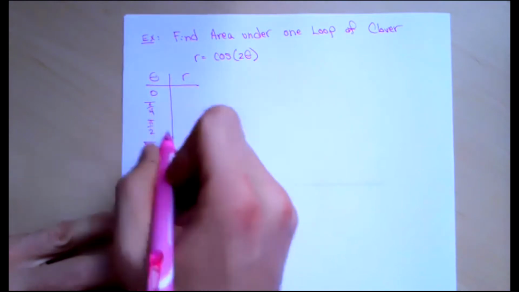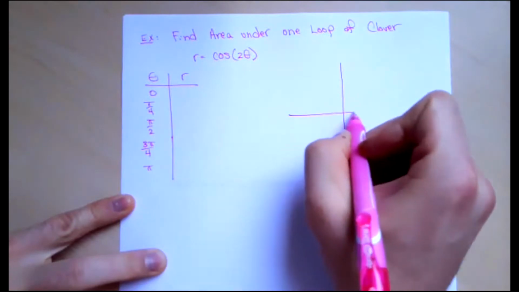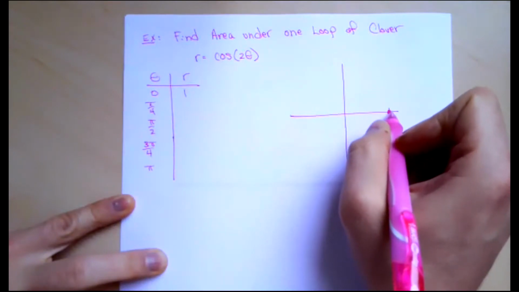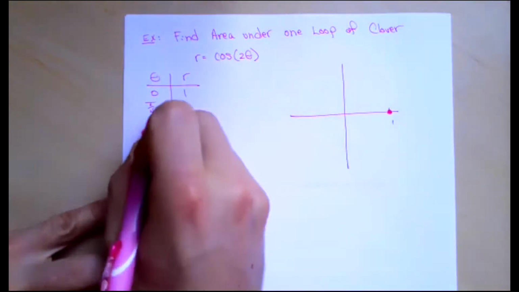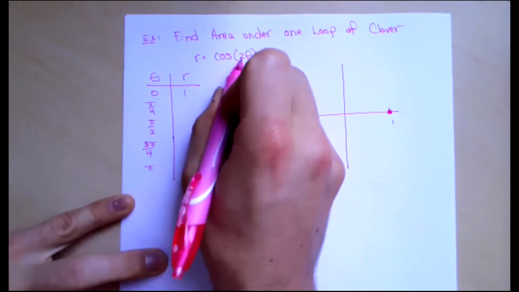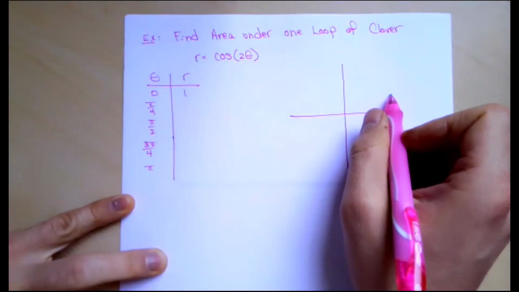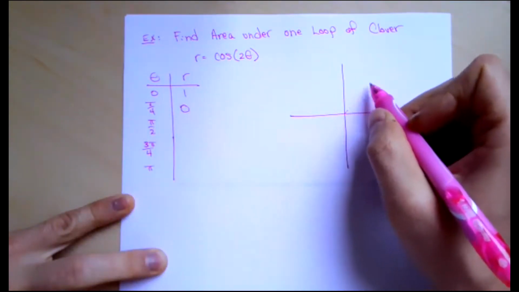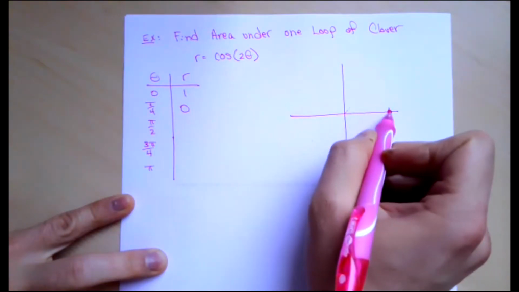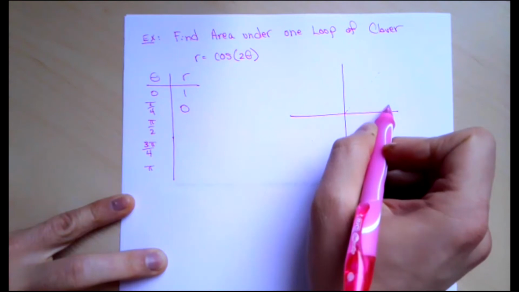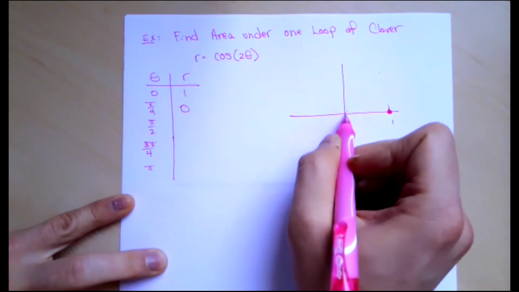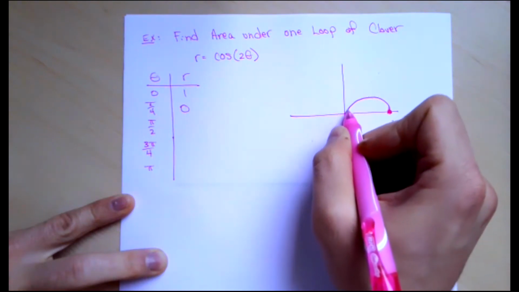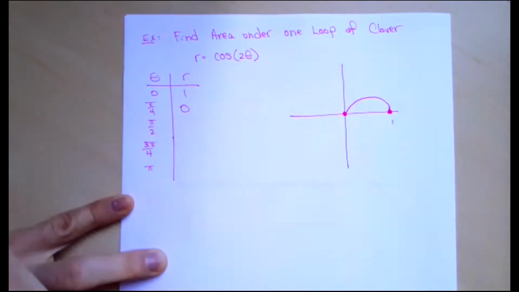So I make my step, again, pi over 4. At 0, cosine of 0 is 1. Pi over 4, when I multiply it by 2, I'll get cosine of pi over 2, which is 0. So from here, my angle, remember, is 45 degrees. I'm rotating this point upward, but by the time I get to 45 degrees, I should actually be at 0. So the radius is going to be decreasing and coming down to this point here at 0.